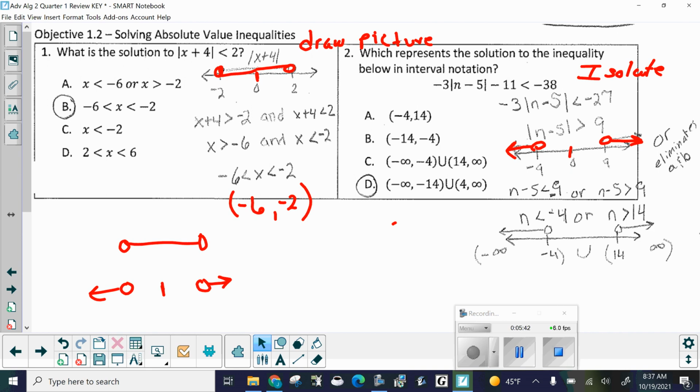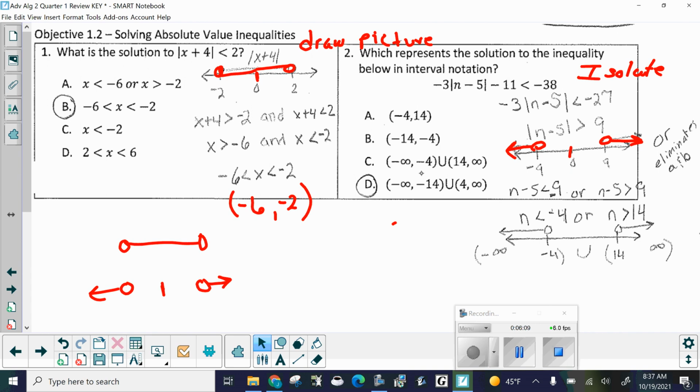Now I'm going to solve each inequality independently. Over here, I add 5 to both sides, so n is less than negative 4. I have to have the word or. Then n minus 5 greater than 9, I add 4 to both sides, n is greater than 14. n less than negative 4 or n greater than 14 are my solutions.